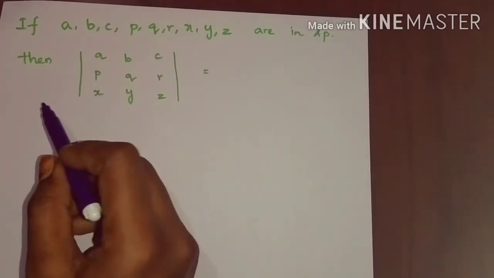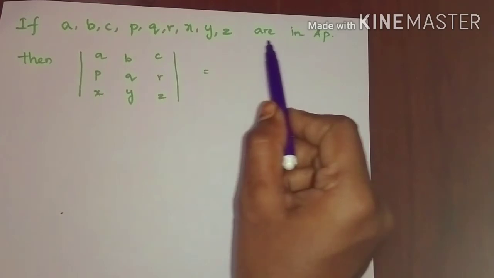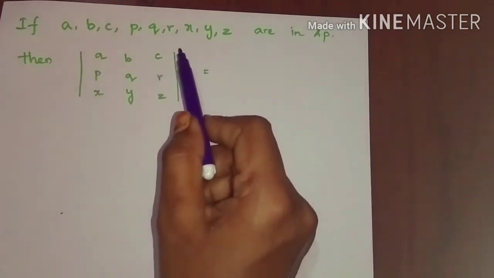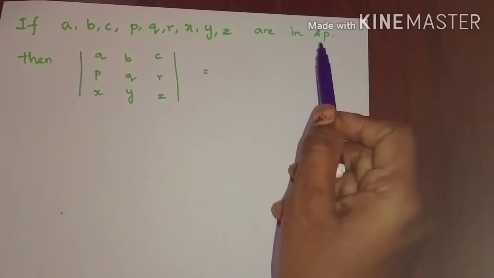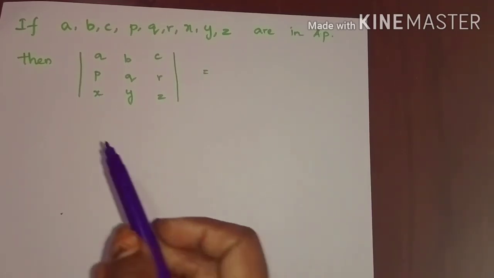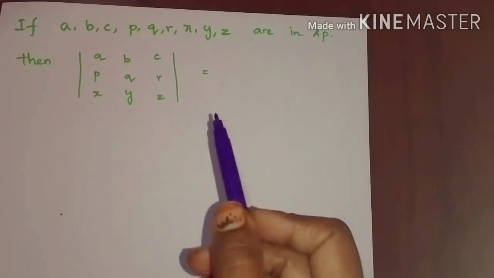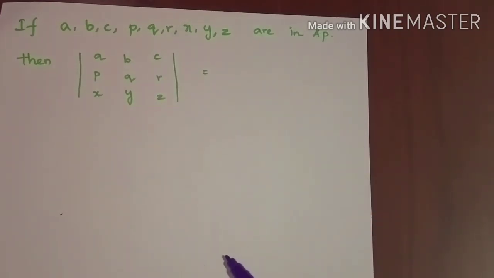See, in this problem, they have given if A, B, C, P, Q, R, X, Y, Z are in the AP, then find the value of this determinant. AP in the sense it is arithmetic progression. Arithmetic progression is nothing but a sequence of numbers such that each number differs by a common difference. If you find the difference between successive any two numbers, the difference will be a common value. Such a sequence of numbers is termed as arithmetic progression. They have given a third order determinant which has 9 elements, and the 9 elements are in the form of arithmetic progression. For that, we have to find the determinant value.